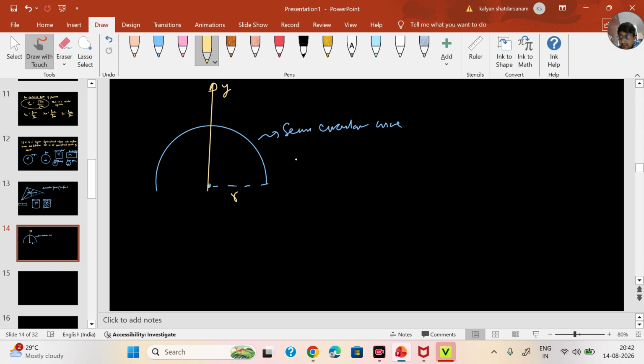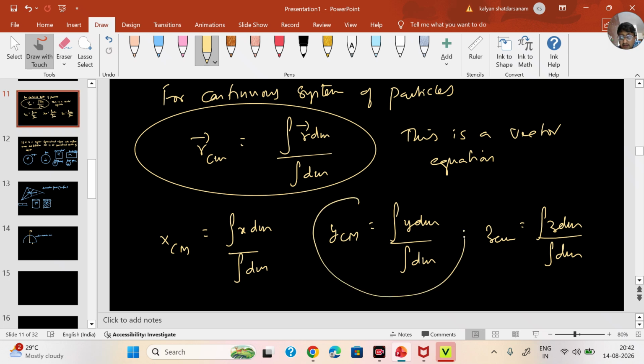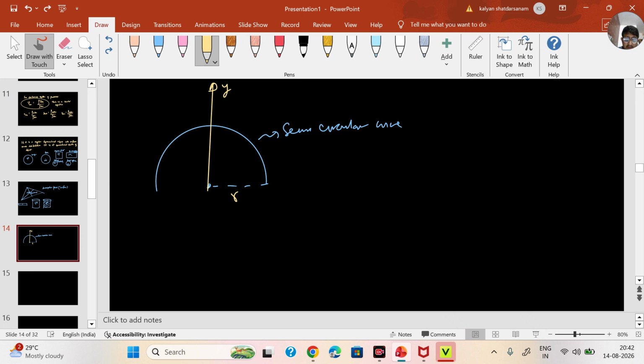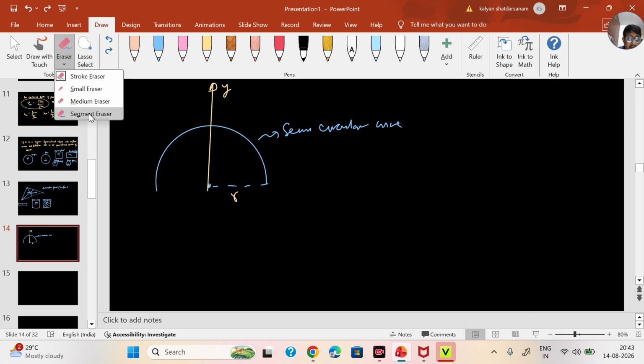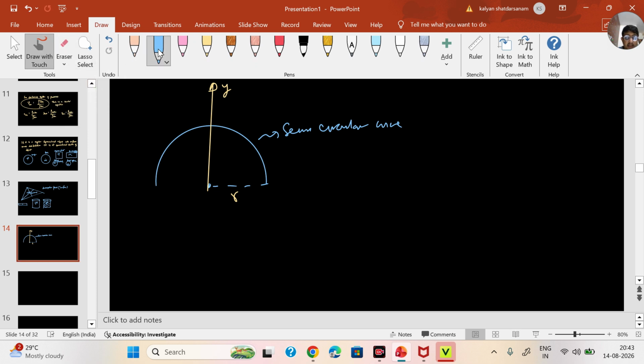Now look at this. I'll explain this integration. We have to chop this semicircular wire into many particles. Then take mass of each particle, multiply it with its position. Then add all such terms, divide by total mass. Here I am interested only in y coordinate of center of mass. Why? You see this formula, y coordinate. Why? Because when you remove the lower half, center of mass shifted up along y axis. So I am interested only in y coordinate.